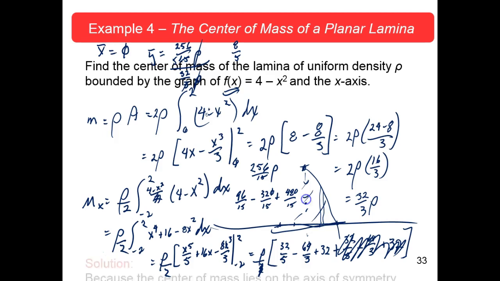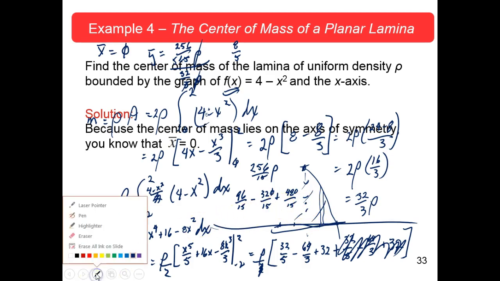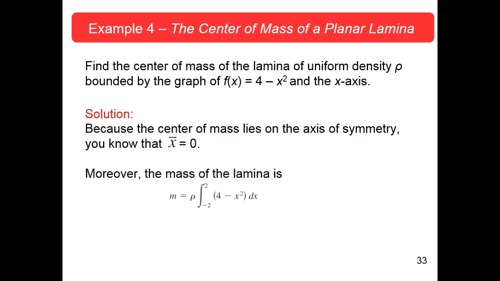Okay. Can I erase my scratch? We got what my answer is. Oh, yeah. And it is the same thing the book got, so let me erase my ink. Solution: the center of mass lies on the axis of symmetry, which is X bar equals 0. Notice how fast they did that one. Moreover, the mass of the lamina is that, which is exactly what we did. We did it better than they did. And it came out 32 rho over 3. Remember, that's what we got.